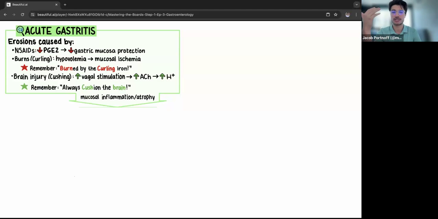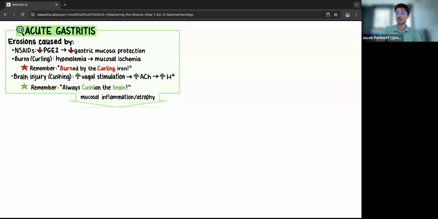That high pressure is going to increase vagal stimulation, which is going to increase your ACh and increase H+ secretion. Little fun memory trick: Cushing ulcer, think cushion the brain. Or in a burn picture, which is due to hypovolemia, which can lead to ischemia, you can remember burn by the curling iron, because that one's called a Curling ulcer, okay?